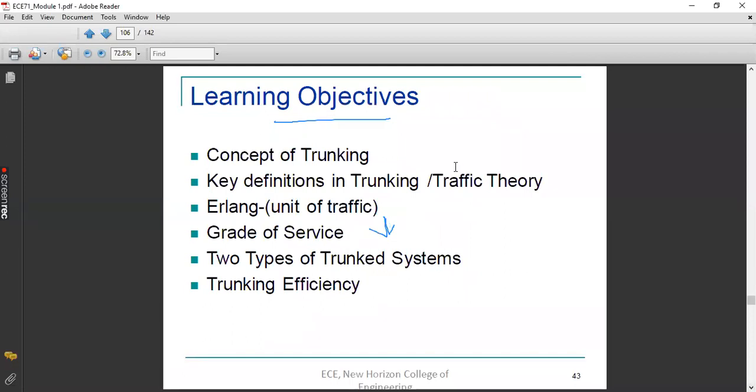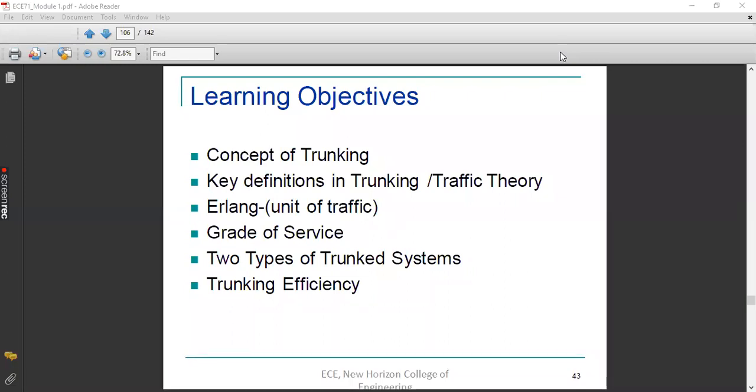Now the next topic is trunking. In this topic, you will be dealing with the concept of trunking, then some of the key parameters of traffic theory. Traffic means nothing but the subscribers that are active in one particular observation period. We'll be dealing with key definitions or terminologies.